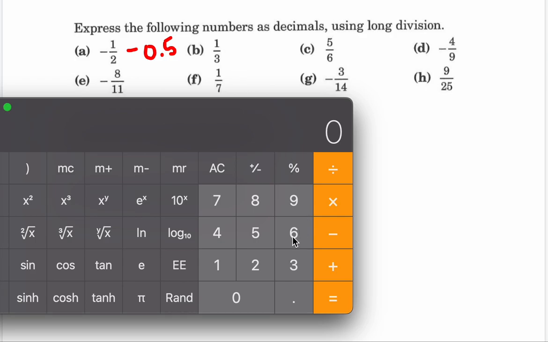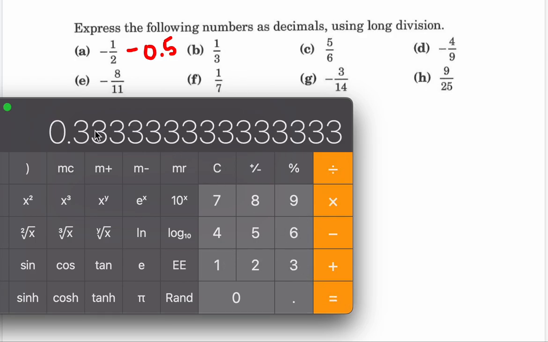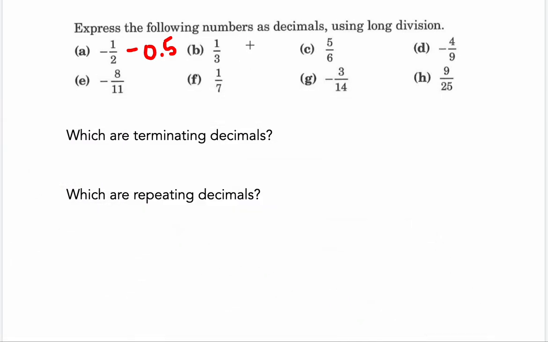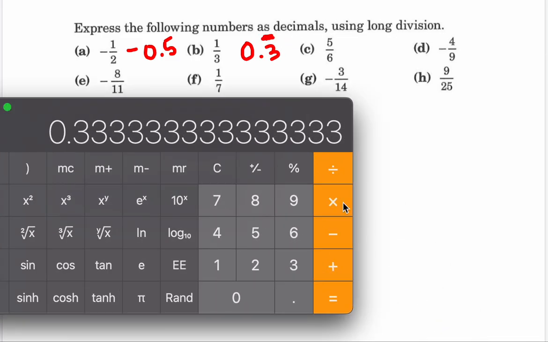All right, next one is 1/3. So we're going to take 1 and divide it by 3. I get a repeating decimal. Remember, just because you see an end in your calculator doesn't mean that the number actually ends. It's repeating. Okay, so we're going to write it as 0.3 with a bar over the 3 to show that the 3 is repeating on and on and on.